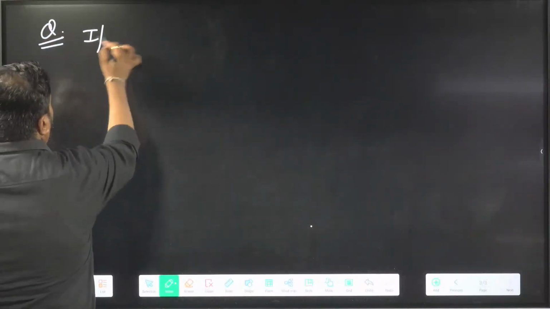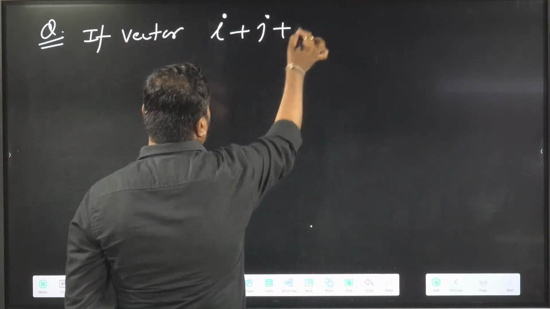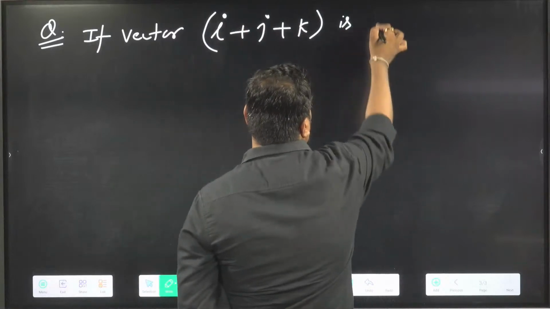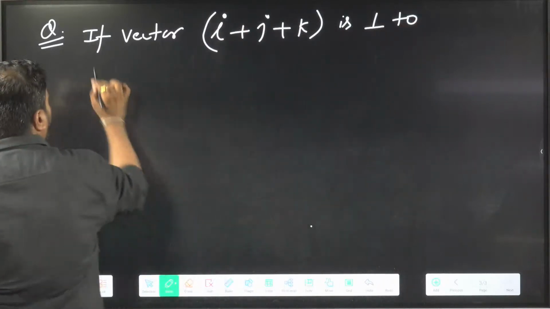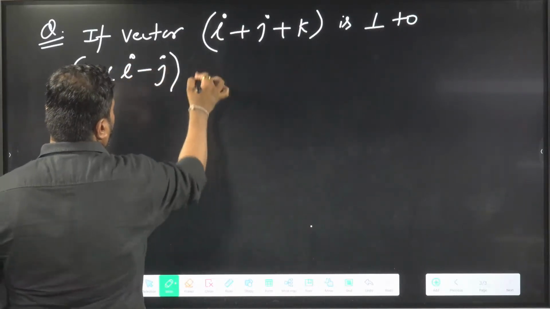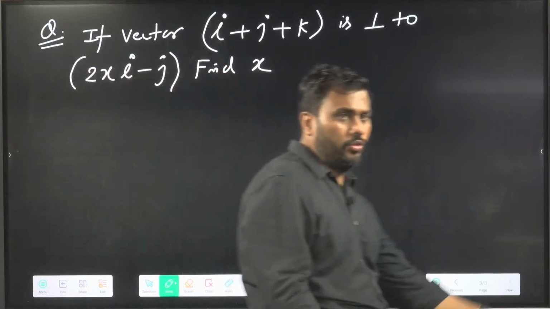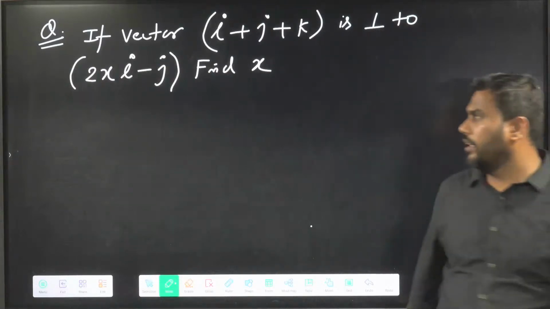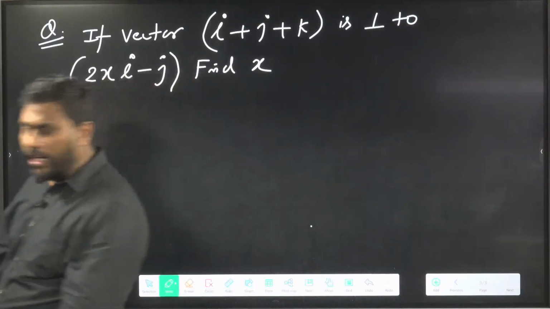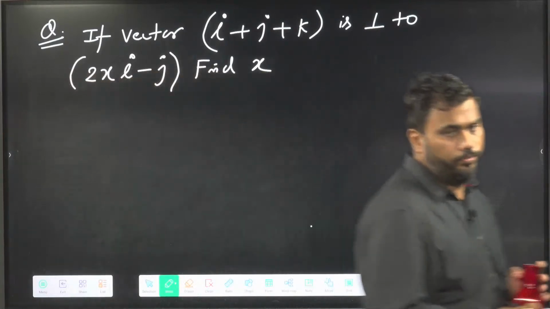Okay, let us solve more questions. Next question. If vector i plus j plus k is perpendicular to 2xi minus j, find x. We have done the same kind of question in the previous class also. I have just changed the question a little bit. Find the value of x if these two vectors are perpendicular.